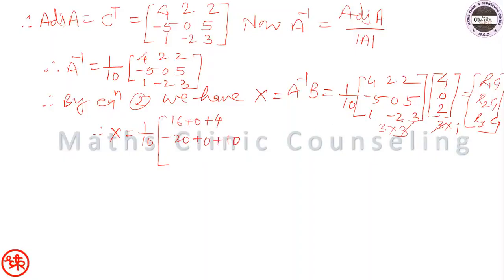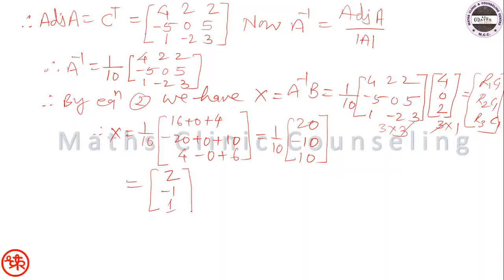और तीसरा आएगा 4 - 0 प्लस 6, so it is equal to 1/10 into 20, -20 plus 10 that is -10, 4 plus 6 is 10। 1/10 से मल्टीप्लाई कर दिया हर एक एलिमेंट को, तो व्हाट इज द आंसर, सो इट इज इक्वल टू कितना आएगा, 20/10 = 2, -10/10 = -1 और 10/10 = 1। Is that clear?